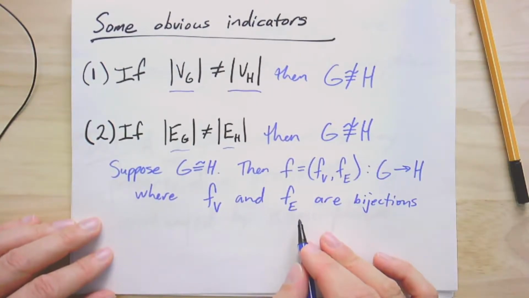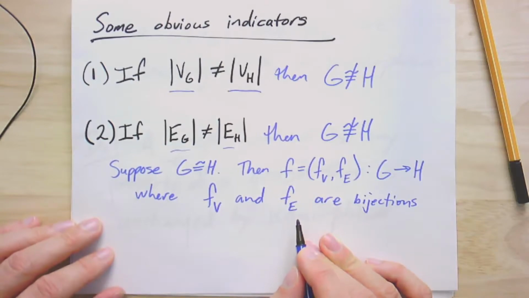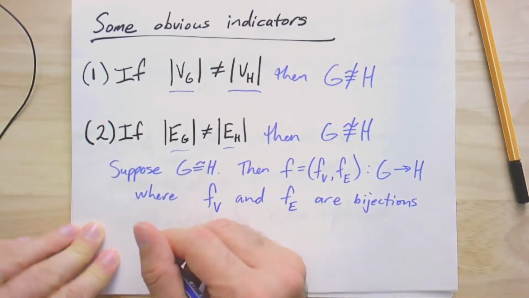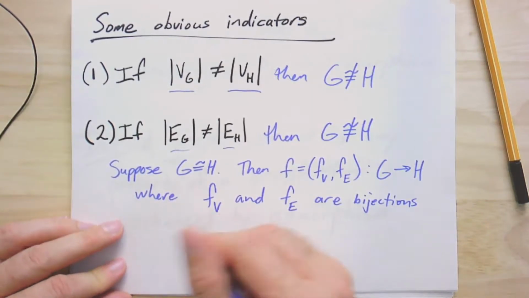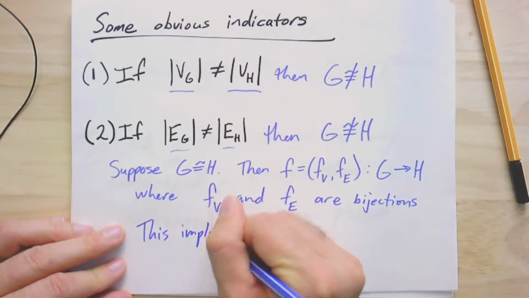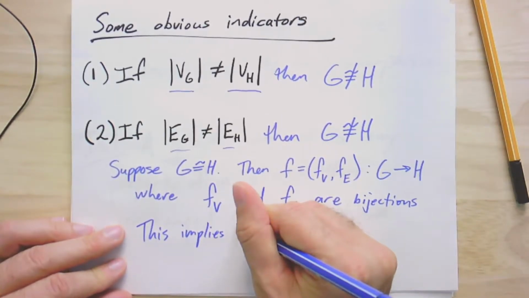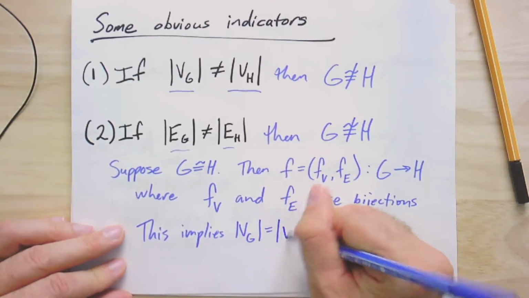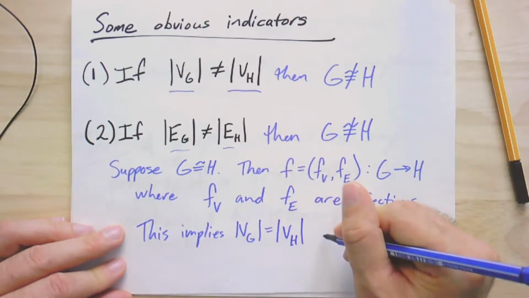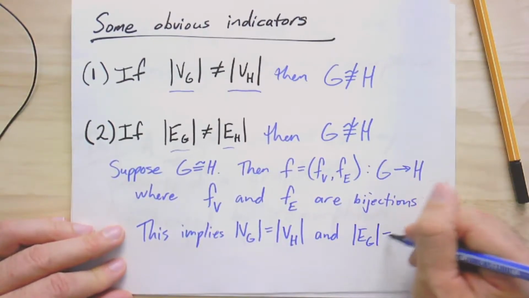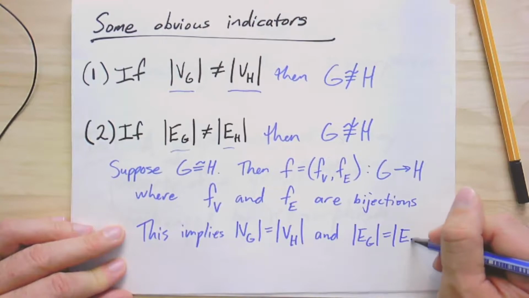But if these are bijections, and the edge set and the vertex set are finite sets, bijections don't change the cardinality. So this implies immediately that the size of V_G is equal to the size of V_H, and similarly, the size of E_G is equal to the size of E_H.